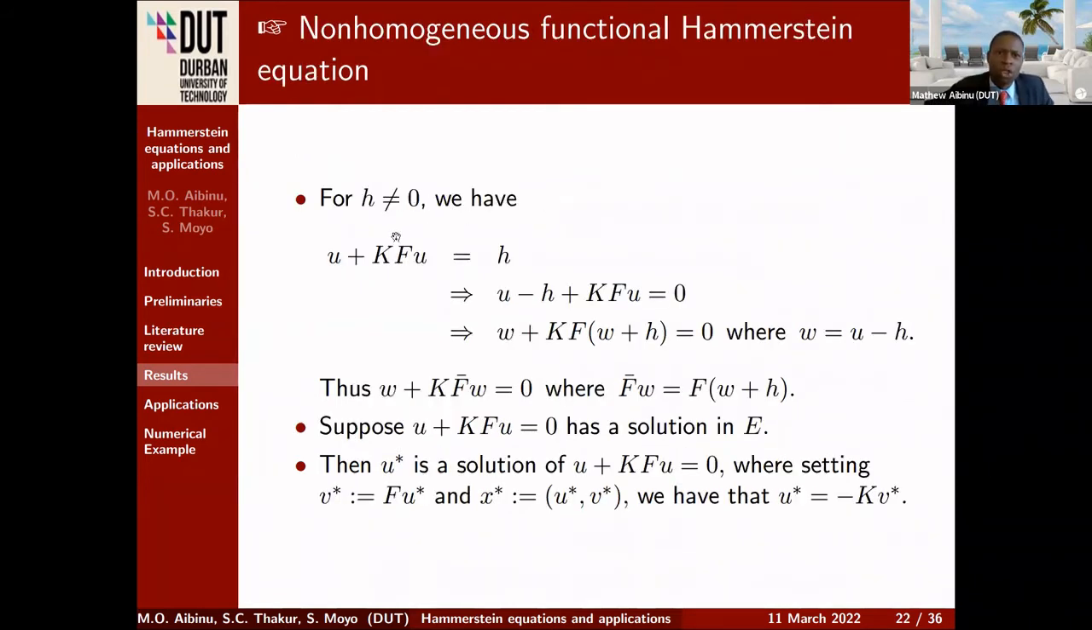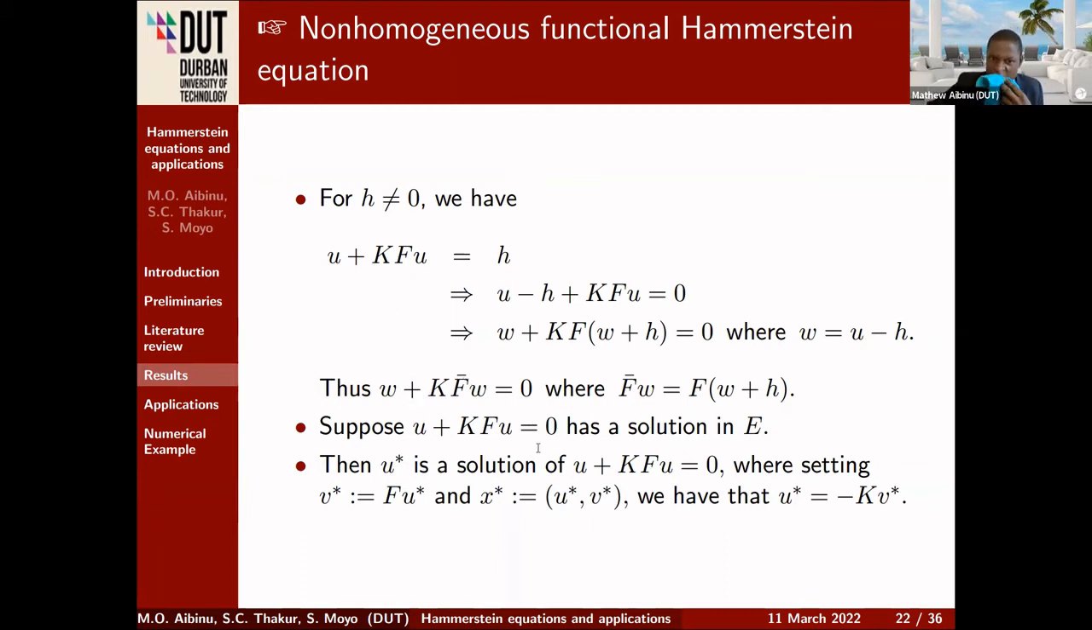However, for H not equal to 0, this is what we are going to have, which implies that U minus H is equal to this, where our omega in this space is equal to U minus H. Thus, this equation can be written as omega plus K F bar omega is equal to 0, where F bar omega is equal to this. Looking at this equation and the previous one, where we took H to be equal to 0, we can say that they are of the same form. That's why we said initially that, without loss of generality, we can simply take H to be equal to 0.